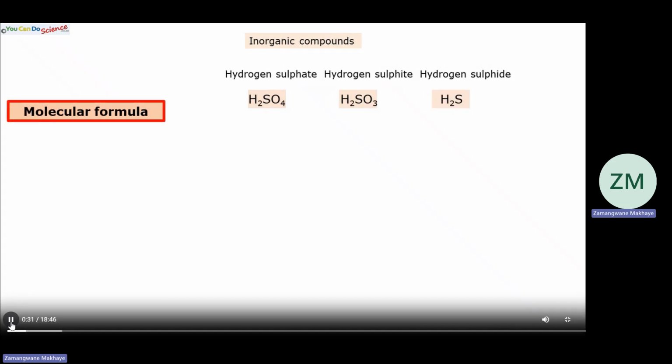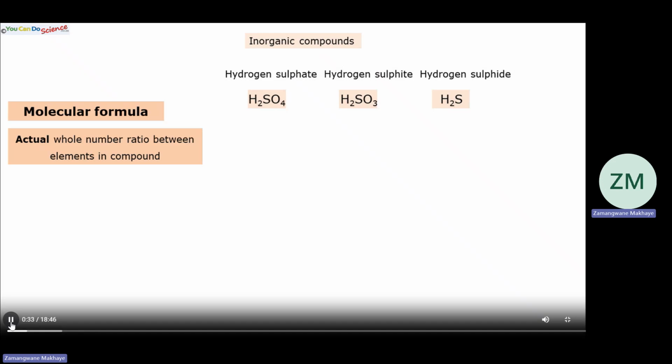Molecular formula indicates the actual whole number ratio between the elements in a compound. In hydrogen sulfate, the actual ratio of hydrogen to sulfur to oxygen is 2 hydrogen atoms to 1 sulfur atom to 4 oxygen atoms. For the other two compounds, these are the actual ratios.